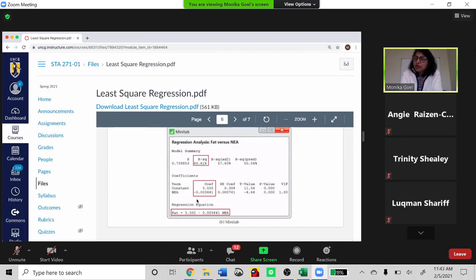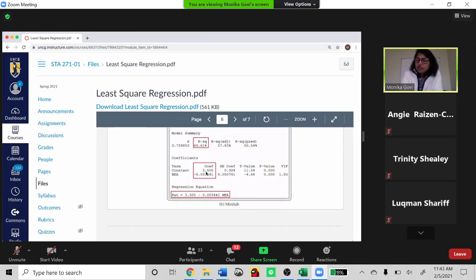And why am I explaining? Because you have questions in your homework assignment where you have to read the result and just pick the right answer. So how to make the equation? This one is your constant. It says constant, so this is your y-intercept. And this is the value of your slope.